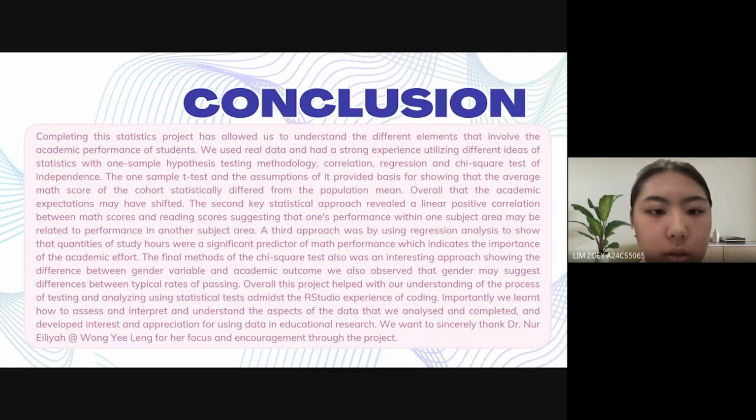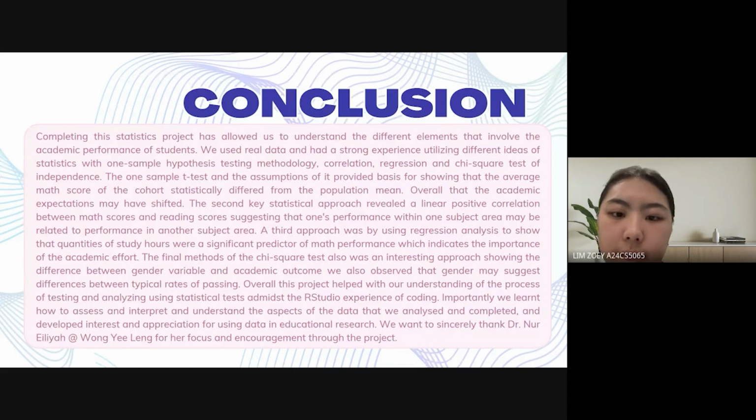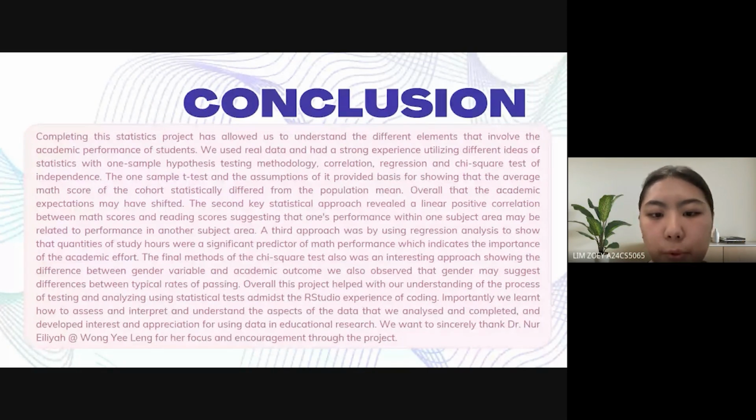So now I'll continue with the conclusion. Completing this statistics project has allowed us to understand the different elements that involve the academic performance of students. We used real data and had a strong experience utilizing different ideas of statistics: sample hypothesis testing, correlation, regression, and chi-square test of independence. The one-sample t-test and its assumptions provided a basis for showing that the average math score of the cohort statistically differed from the population mean. Overall, this suggests that academic expectations may have shifted.